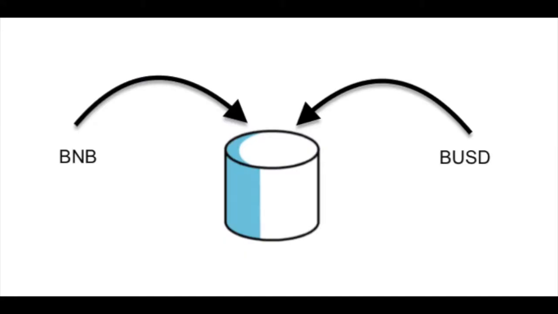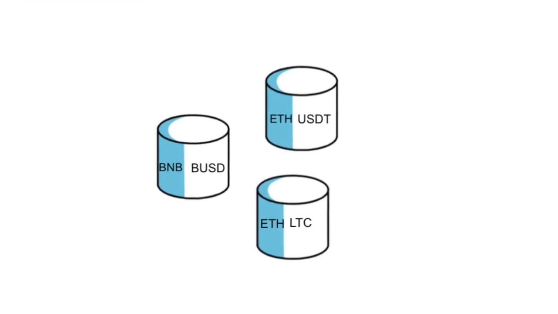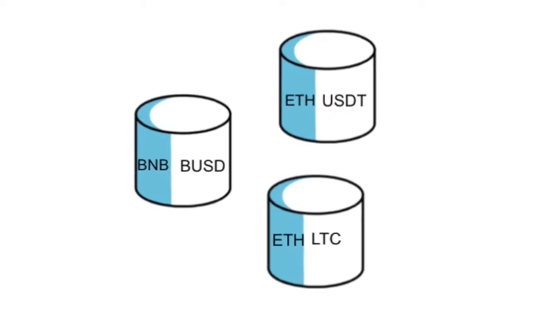A liquidity pool basically consists of two assets, and there's a whole bunch of liquidity pools within PancakeSwap, and each one is a trading pair. So for example, BNB and BUSD could be one liquidity pool. And the ratio of those two assets in the pool dictates the price.